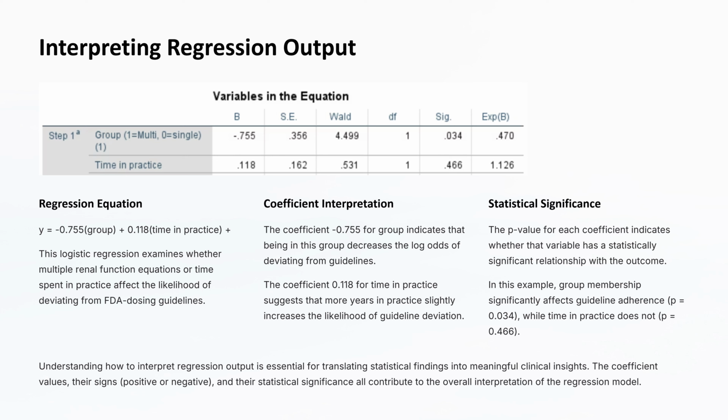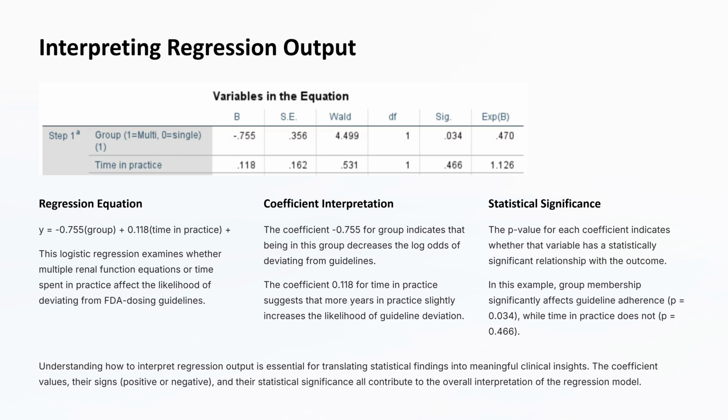Remembering a logistic regression is mainly looking at nominal outcomes, so yes or no, and seeing what the effects are. So this logistic regression specifically looked at whether using multiple renal function equations or time spent in practice increases the likelihood of deviating from FDA dosing guidelines. So the independent variables are how many equations you use and how much time you spend in practice.